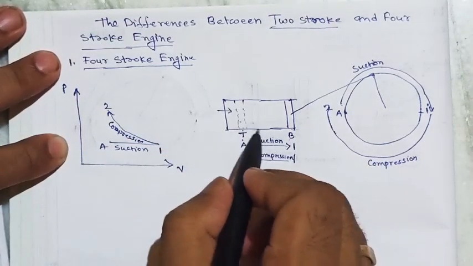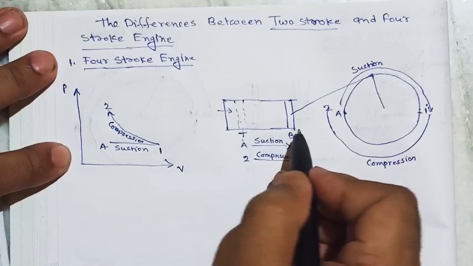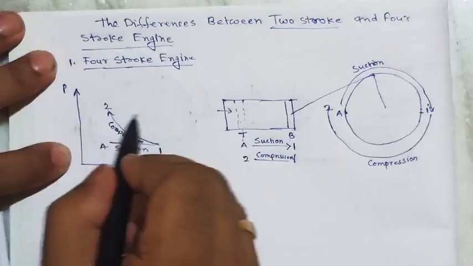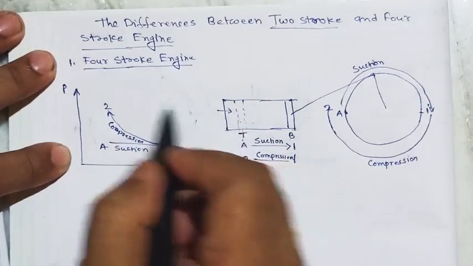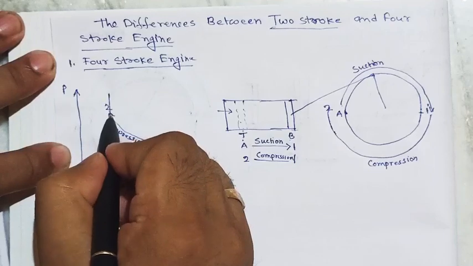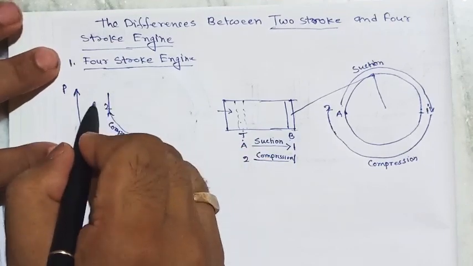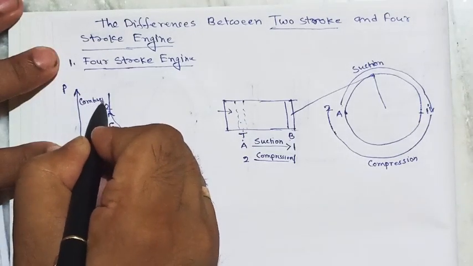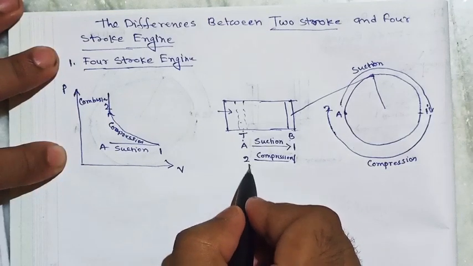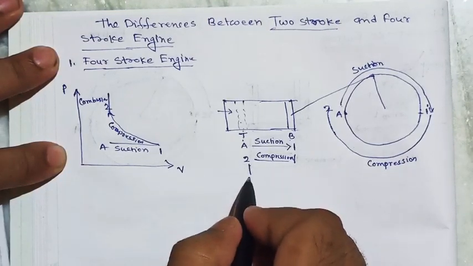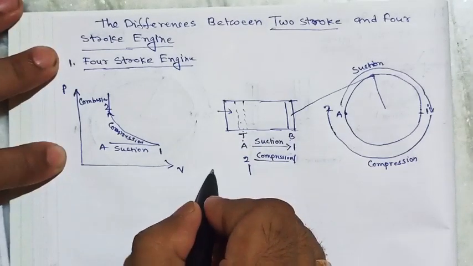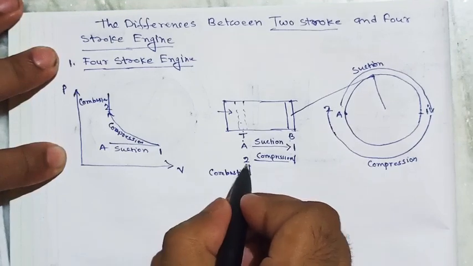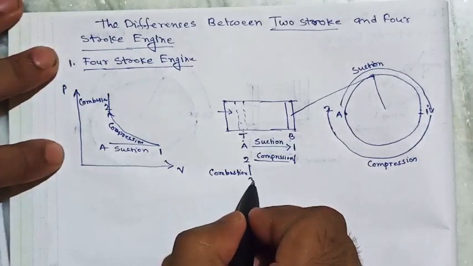After that, the piston will not move. It will stay at the same point, TDC or T. So this is a constant volume process. In this constant volume process, heat will be generated, that is the combustion process. I am writing here, this combustion process, no piston will move. This is vertical, it will stay here. This combustion process is 2 to 3.